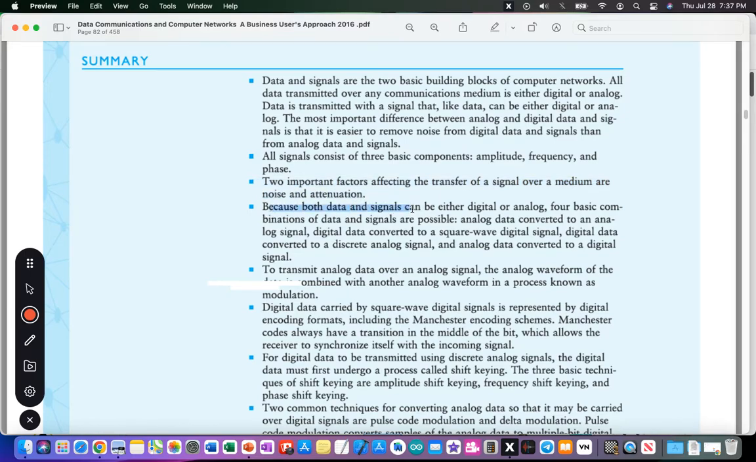Because both data and signals can be either digital or analog, four basic combinations of data and signals are possible. Analog data converted to an analog signal, digital data converted to a square wave digital signal, digital data converted to a discrete analog signal, and analog data converted to a digital signal.